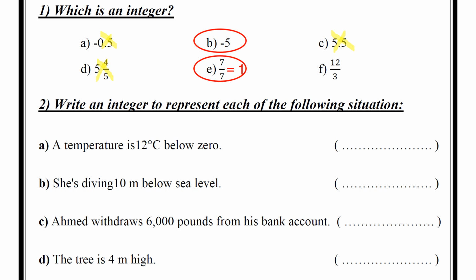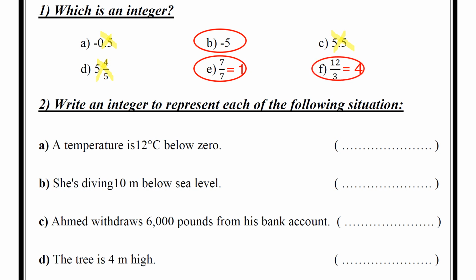So 7 over 7 is an integer. In letter F, 12 over 3. Here first we have to divide: 12 divided by 3 equals 4. So here 4 is a whole number, so 12 over 3 is an integer.